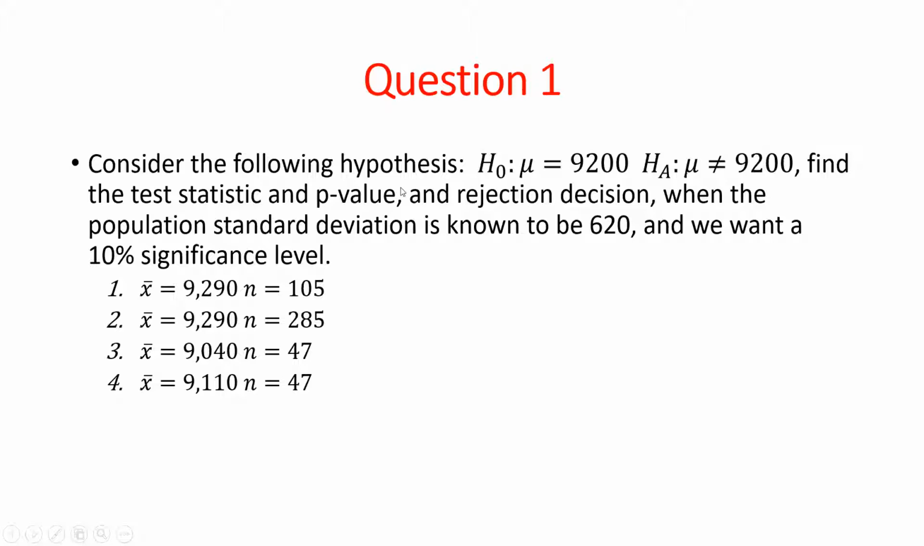If we want to find a test statistic, a p-value, and a rejection decision, when we have a known population standard deviation of 620, okay? We want to do this at the 10% significance level. My alpha would be what? Just 0.1. So I'm going to set this up using this first set of numbers here. We find 9,200 as our assumed true value, and 9,290 as our sample mean.